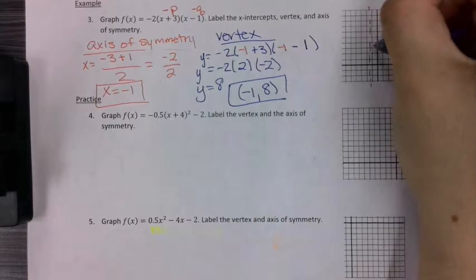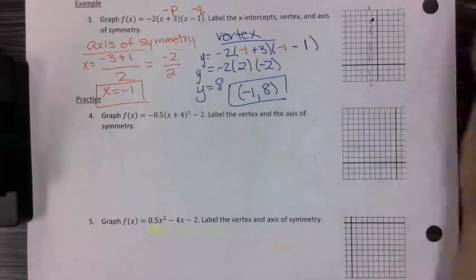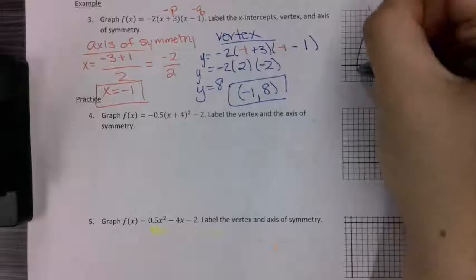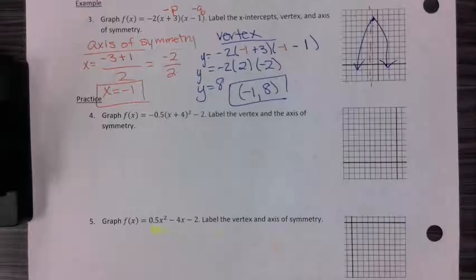1, 2, 3, 4, 5, 6, 7, 8. Is this one going to open up or down? Why is it going down? It's negative out front. Questions here?